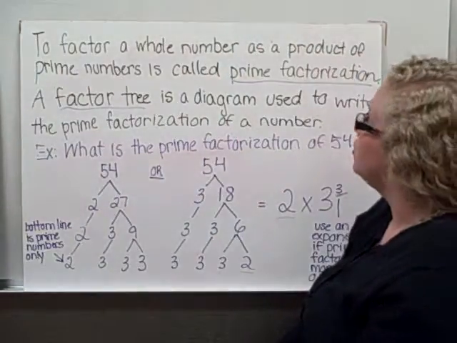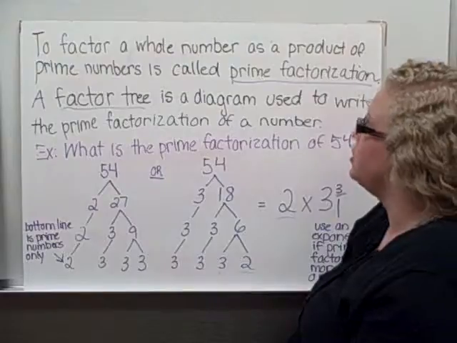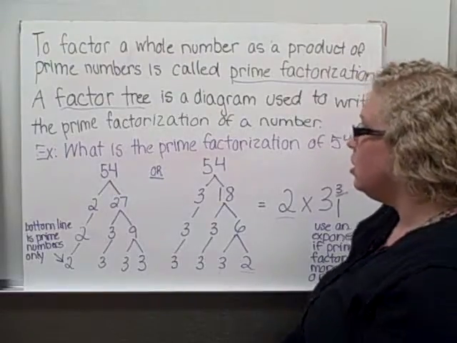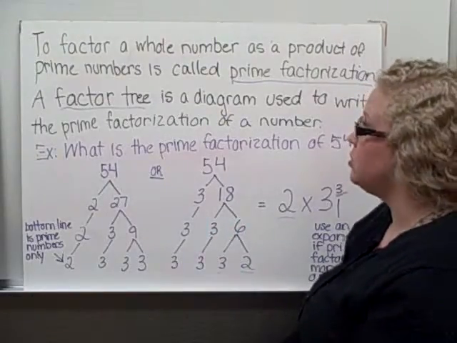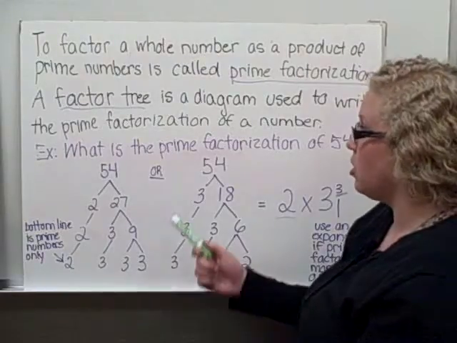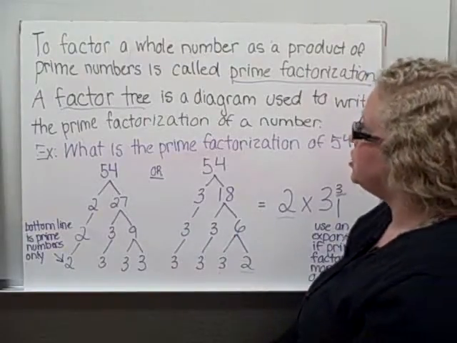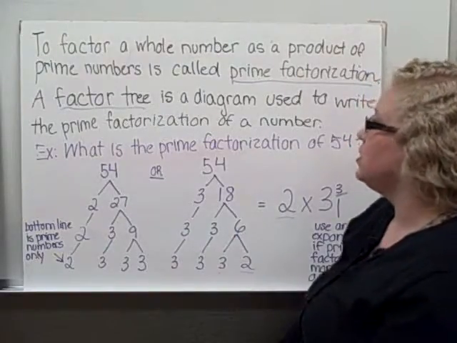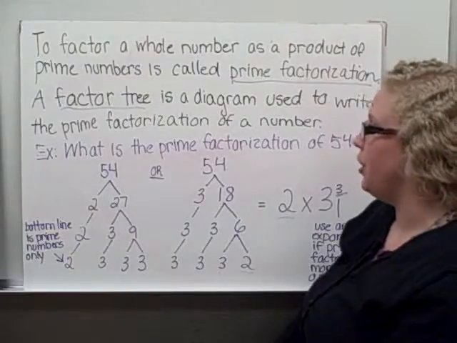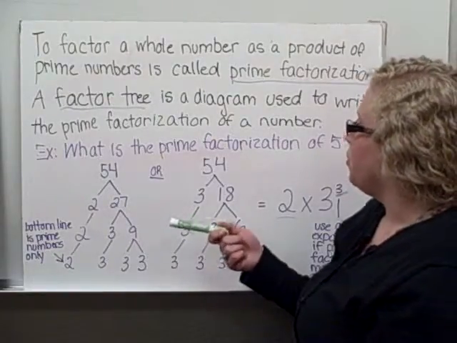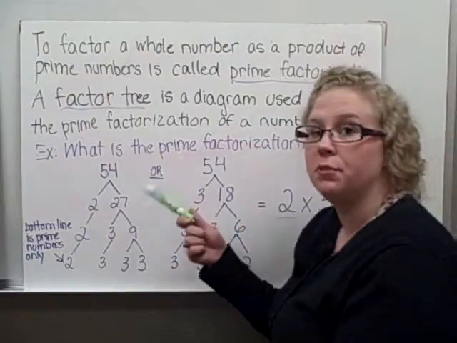To factor a whole number as a product of prime numbers is called prime factorization. So this is one method we can use to do prime factorization. It's called a factor tree. A factor tree is a diagram used to write the prime factorization of a number. So here I want to know what the prime factors of 54 are.